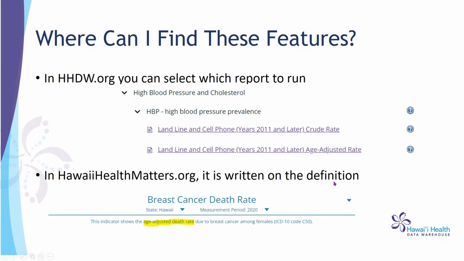In hawaiihealthmatters.org, when something is age-adjusted, it's actually written in the definition. So this would be the age-adjusted death rate for breast cancer. So you'd be able to see it there.